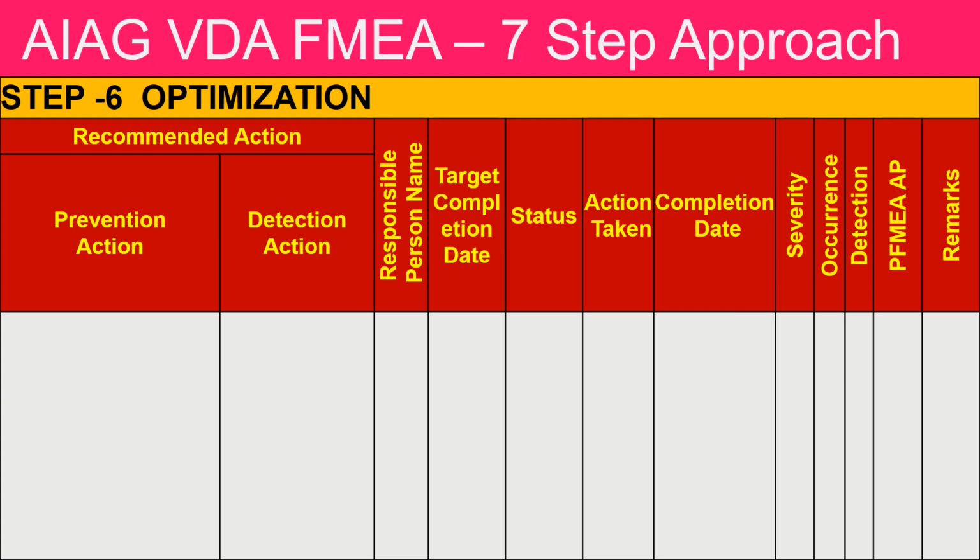After putting these actions, you have to allocate who is the responsible person, what will be the target completion date, what is the status. Status can be open, decision pending, implementation pending, completed, or not implemented. Generally, not implemented we put when due to current limitations we cannot implement that particular action. Then you have to put actions taken, completion date, and the revised severity, occurrence and detection, and the revised action priority numbers, followed by remarks.